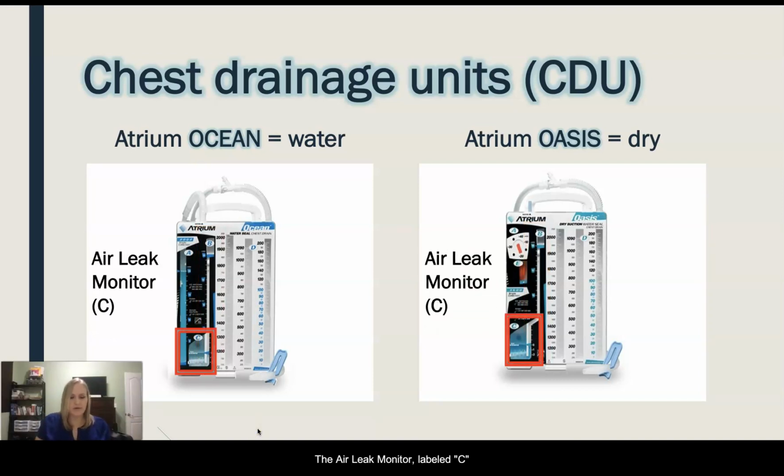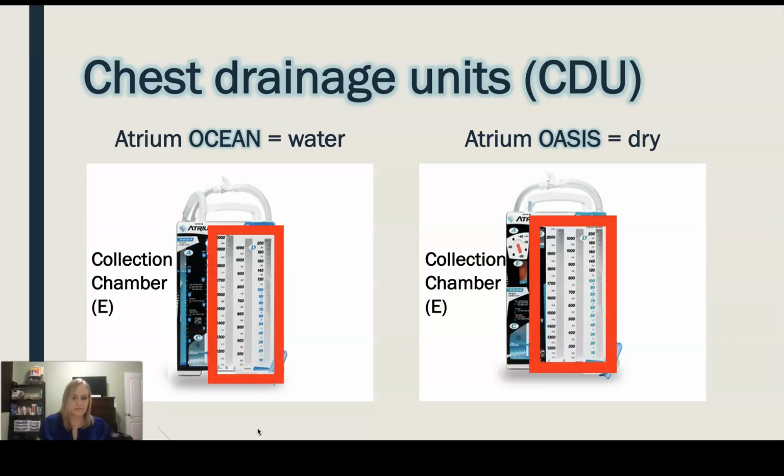The air leak monitor labeled C on the chest drainage unit ensures that the entire circuit from patient to chest drainage unit is an airtight system for negative pressure to be restored and for the lungs to expand effectively. We'll go into air leaks in a few minutes. Fluid flows from the chest tube into the collection chamber as notated by the letter D on the drainage system. Each system can hold up to 2 liters of fluid before it needs to be changed.